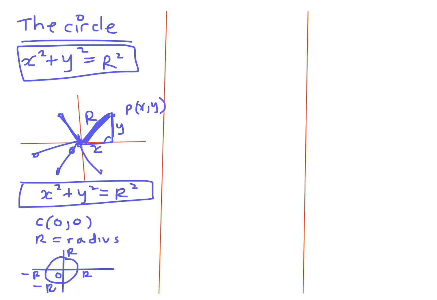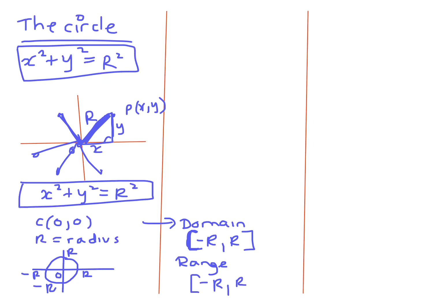So when you're writing the domain and the range of this circle, the domain would go from minus r to r, and it can equal it, so it's got to be a boxed interval. The range would also be from minus r to r. If you look at that, I'm just going to highlight it so you can see. The y values range from r down to minus r, and the x values range from minus r up to r. And that's your domain and range.